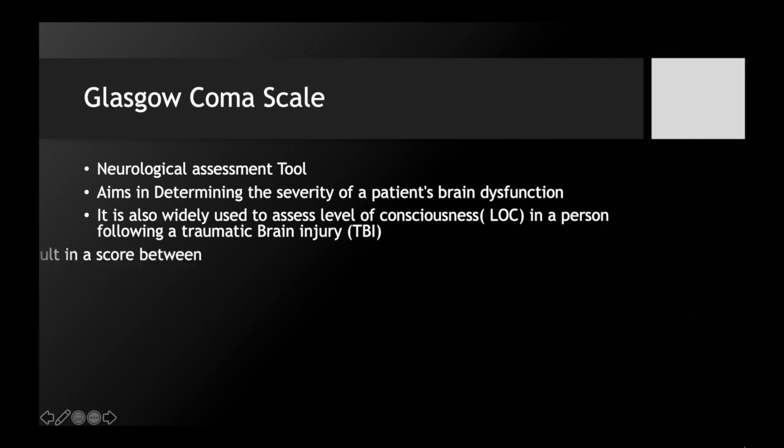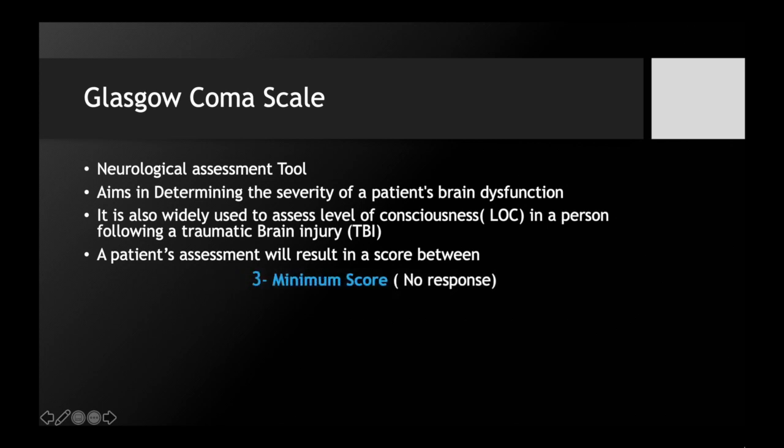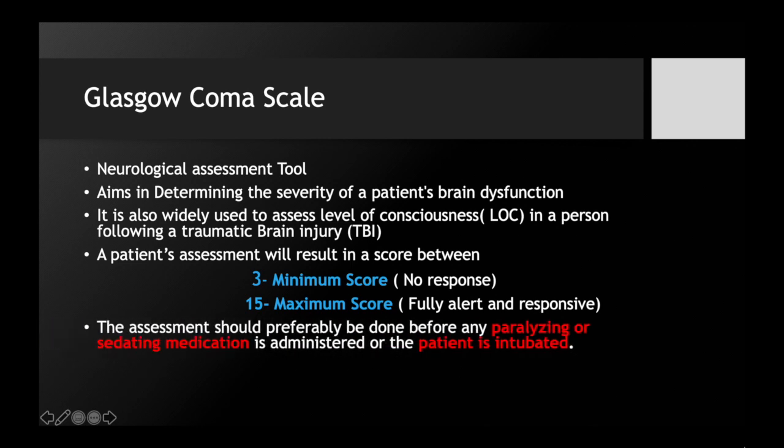Now the patient assessment will result in a score between 3, which is the minimum score, where the patient gives no response at all, which has the worst prognosis, and 15, which is the maximum score, where the patient is fully alert and responsive, which has the best prognosis. Also, the GCS assessment should preferably be done before any paralyzing or sedating medication is administered, or before the patient is intubated, because giving any medication or intubating the patient will give a false result or false score.